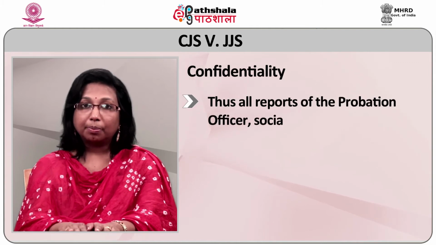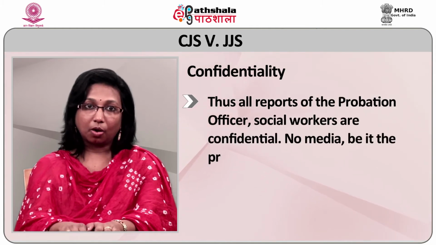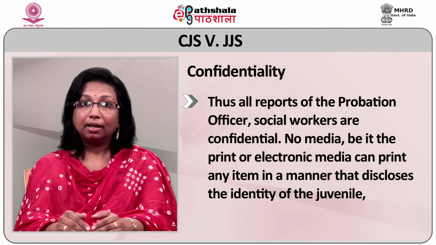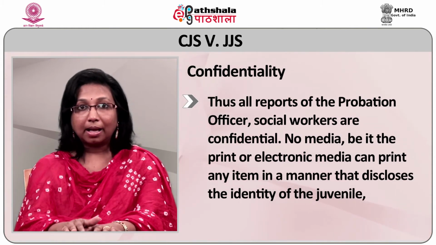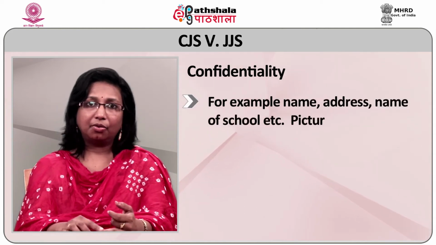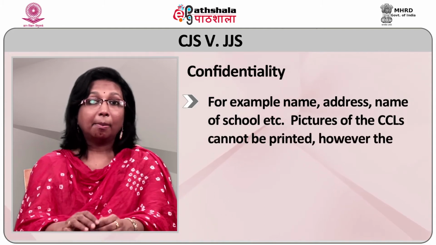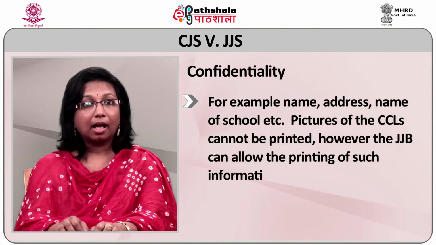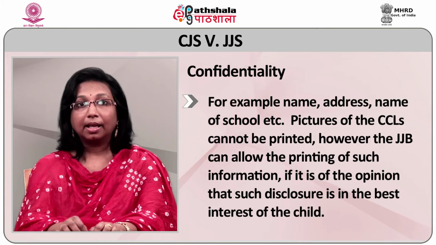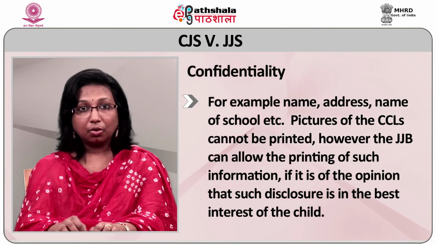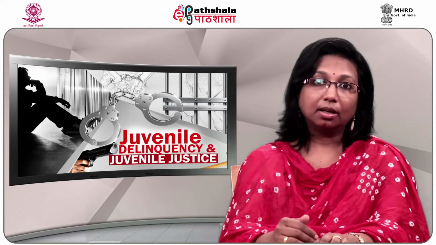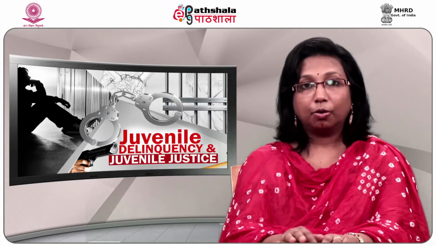Thus, all reports of the probation officer and social workers are confidential. No media, be it the print or electronic media, can print any item in a manner which discloses the identity of the juvenile, for example, name, address, name of the school, etc. Pictures of the CCL cannot be printed. However, the JJB or the CWC can allow the printing of such information if it is in their opinion that such disclosure is in the best interest of the child. The Act makes disclosure of identity a punitive offence.